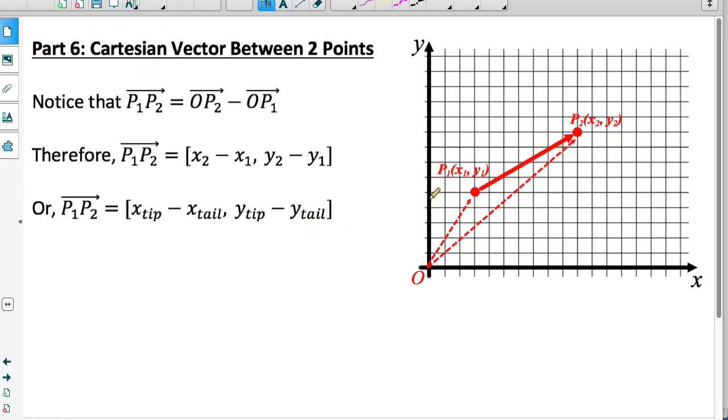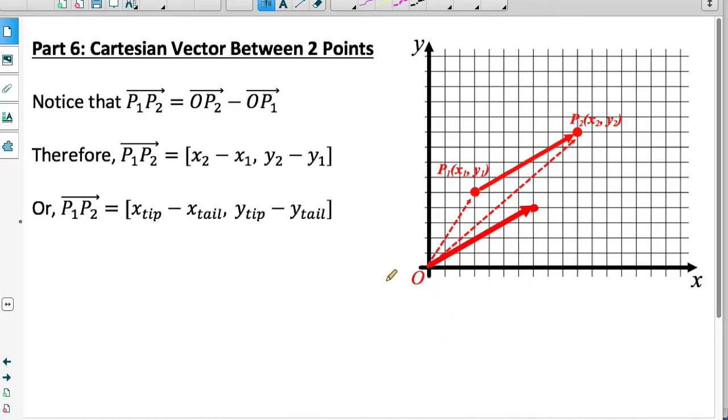Part 6, Cartesian vectors between 2 points. So what if we were just told where the vector starts and ends, but its starting point is not at the origin? How do we translate that vector so we can describe it as a position vector? What I mean is, how do we take that vector without changing its magnitude or direction and move it so that its tail is at the origin? And by doing that, how do we figure out what are the coordinates of where the tip is? So if I take that vector between point 1 and point 2 and move it so its tail is at the origin, how do I figure out how to describe this as a position vector? How do I figure out what the coordinates of that point are?